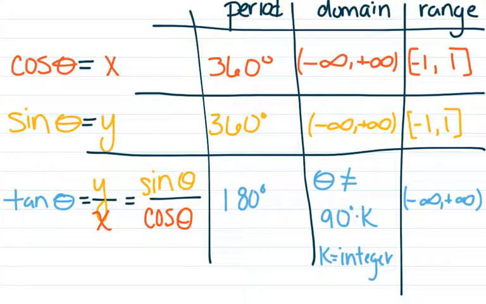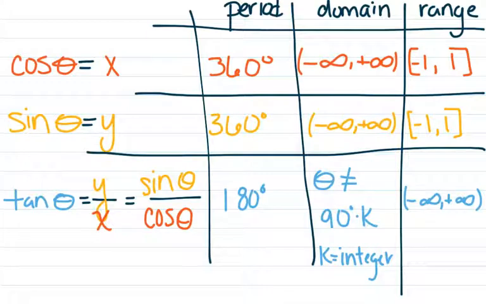The domain of our sine and cosine functions are all real numbers, so negative infinity to positive infinity, and both of those functions also have the same range of negative 1 to 1, with the square brackets to indicate that those endpoints are included in the interval.